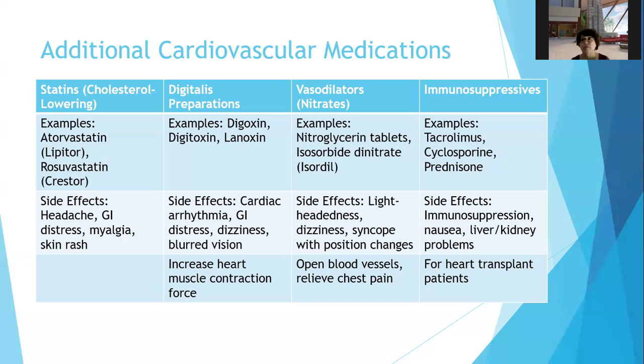So immunosuppressives, cyclosporine, prednisone, some of the other ones, they suppress the immune system. They could cause nausea, liver, kidney problems, and they're for heart transplant patients to prevent rejection of the new heart.